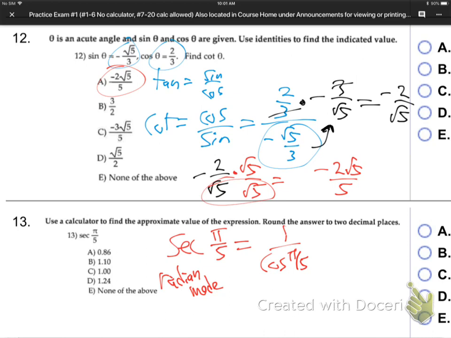I'm getting 236. Yeah. Is it not there? You have to round it. Oh, round. Oh, yeah, it says round to 2 places. Remember, you circle the second place, look 1 to the right. 1.24. There it is. Rounded to 2 places. You able to get that in your calculator? 1 divided by cosine of pi over 5 in the radian mode.